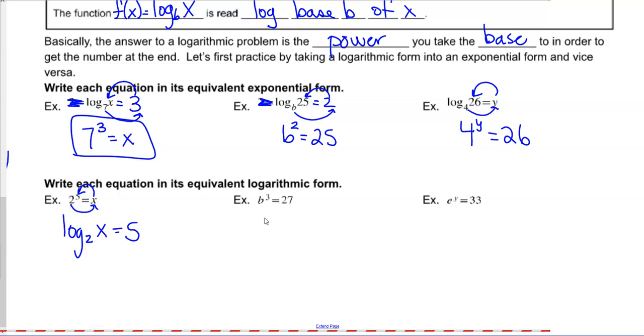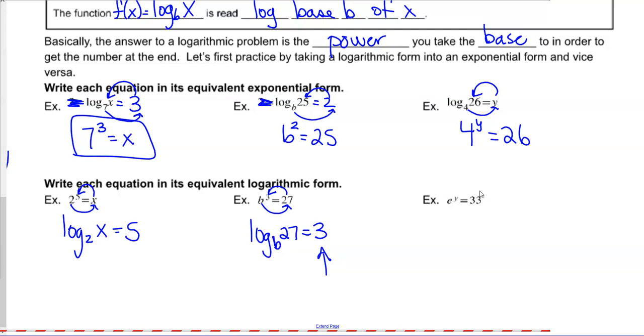Let's try another one. We want to do log base b of 27 equals 3. Remember, this is always the power. The base that we have the exponent to is the little number that we have as a subscript.